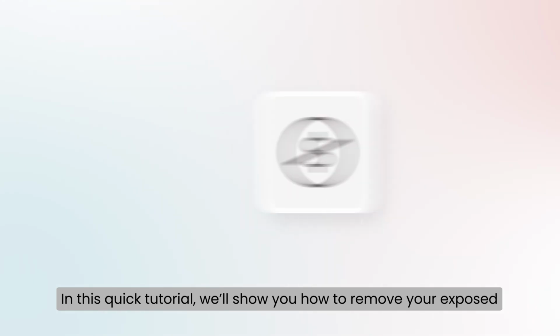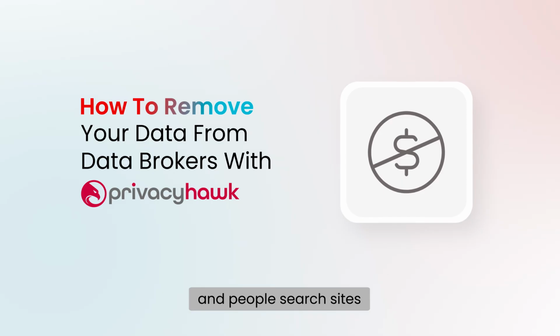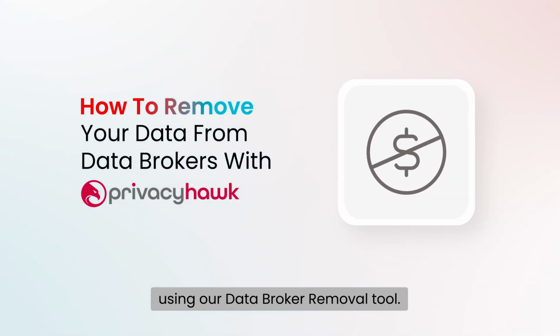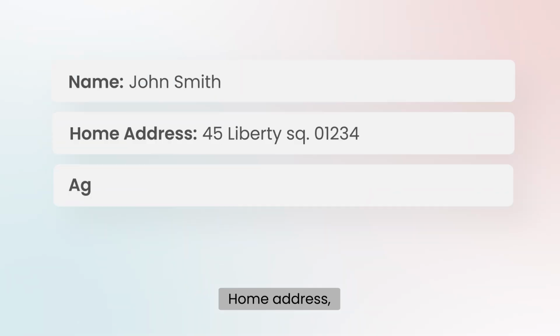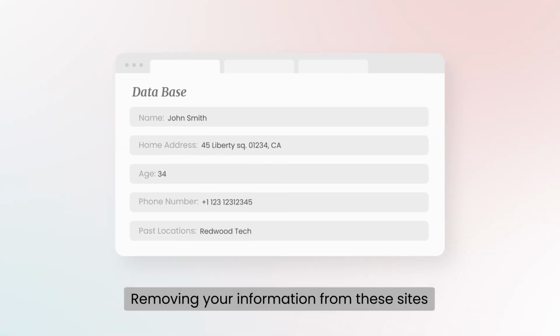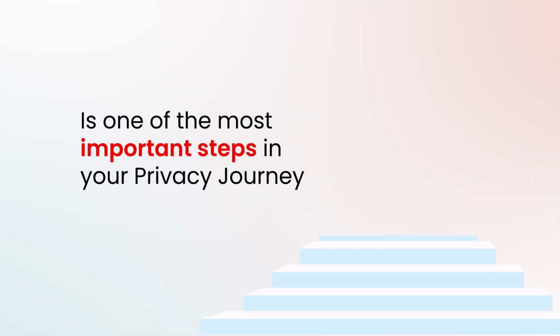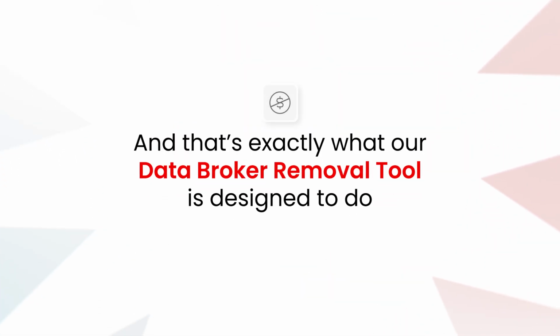In this quick tutorial, we'll show you how to remove your exposed personal information from data brokers and people search sites using our data broker removal tool. Data brokers collect and sell personal details like your full name, home address, age, phone number, and even past locations, often without you ever knowing. Removing your information from these sites is one of the most important steps in your privacy journey, and that's exactly what our data broker removal tool is designed to do.